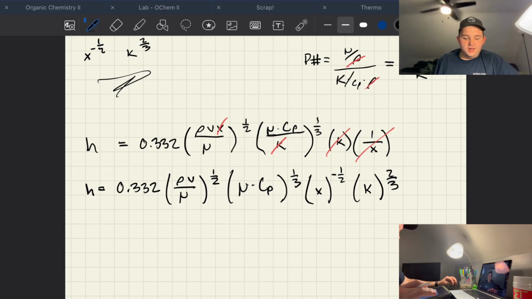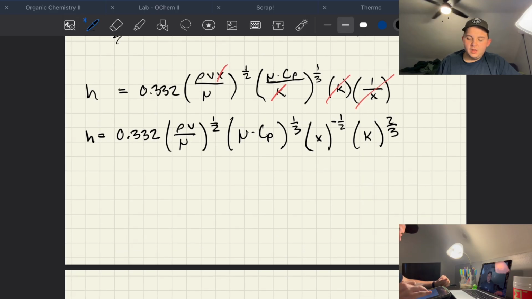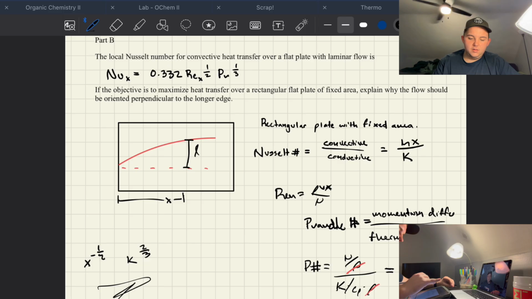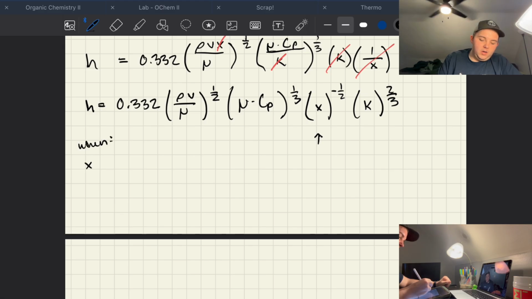Cool. Okay, so what this final equation is basically telling us is that with this x right here, there's the -1/2 exponent. So you're going to want to get x as small as possible to make h large, because you want h to be very large in order to maximize heat transfer. So if x is small, that means h is going to be large, and vice versa.